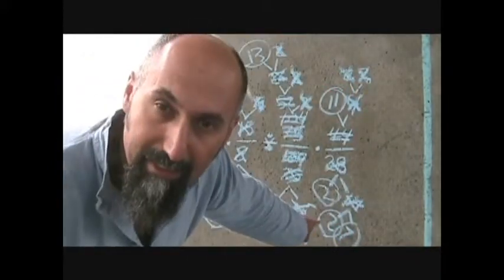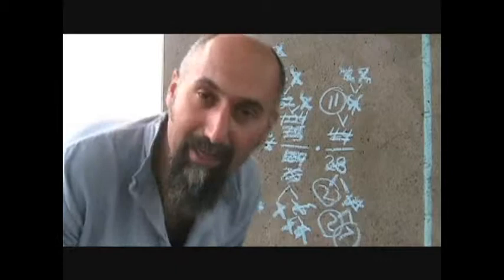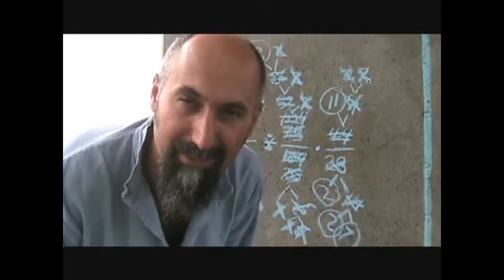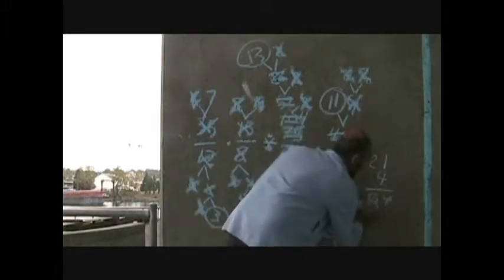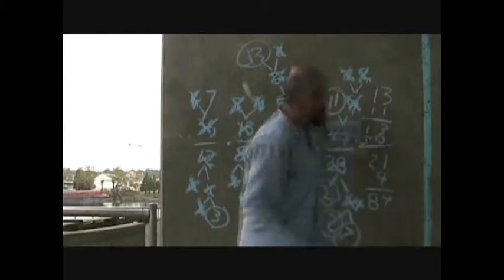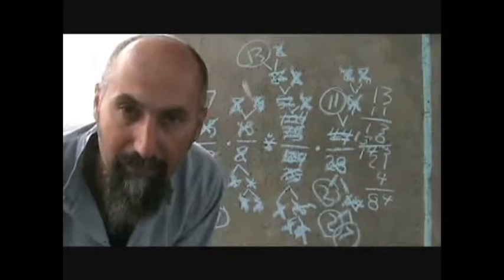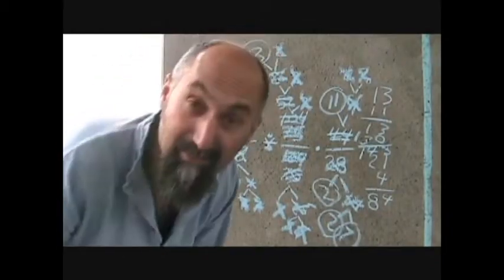What do we got? 3 times 7 is 21. 21 times 4. Well, what is that? We'll do it on the side. In the top, we got 13, 11. I don't know what that is. You see that? You see that? 13 times 11 is 143. So 143 is 13 times 11.